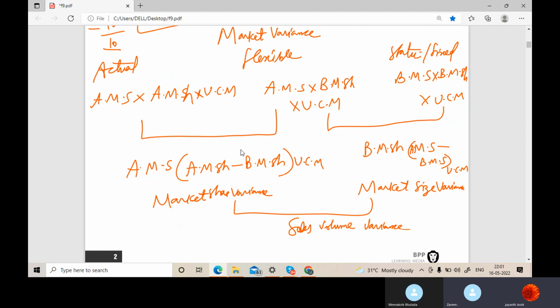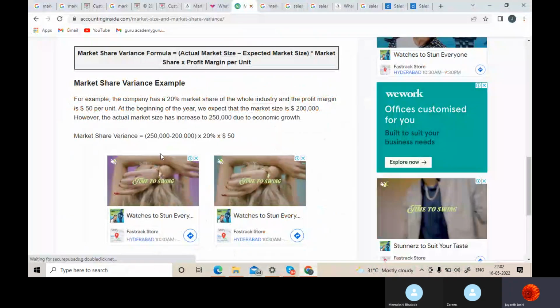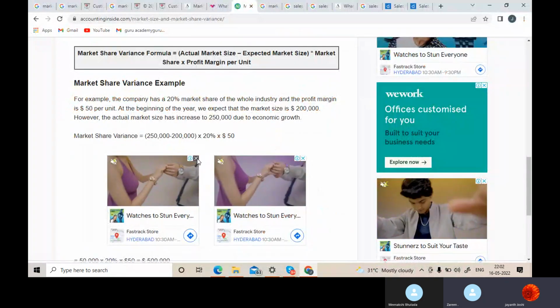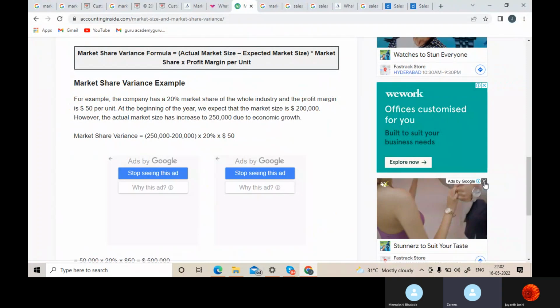Yes, sir. What do you mean by variance? Variance is nothing but the difference between what we estimated and what we are getting. This is what we estimated, and that is what we are getting. So the understood fact is that it is market size variance. The difference will be in size, and market share will be separate. They are writing a different heading and giving a different thing. So it should be market size variance.